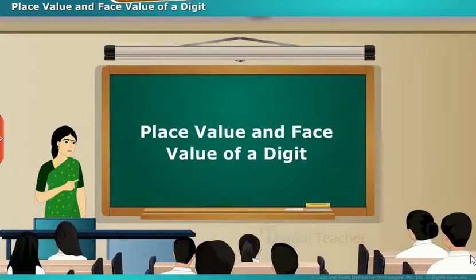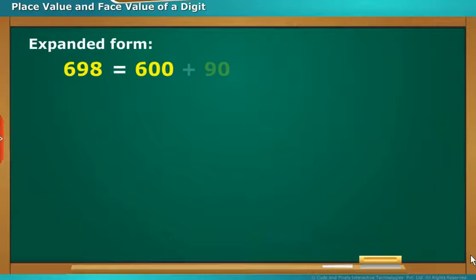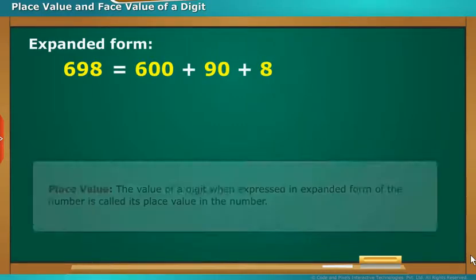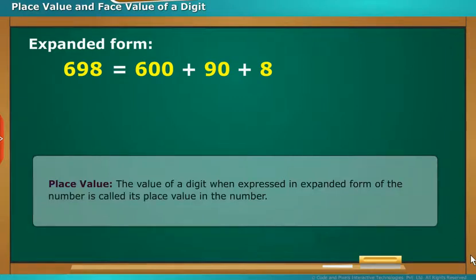In this section, we will study the place value and face value of a digit. Before we proceed to place value and face value, let us recall the expanded form of a number. Here, the value of a digit when expressed in expanded form of the number is called its place value in the number.